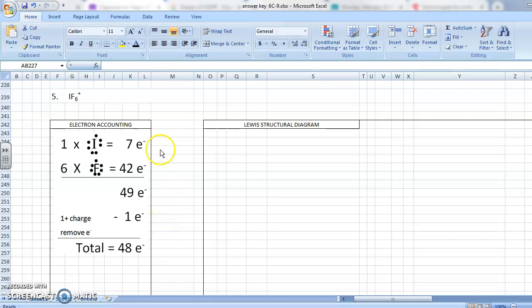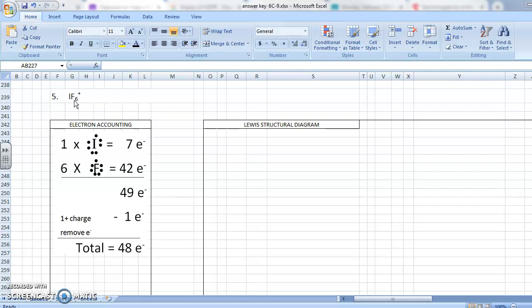Now we head to problem number 5, IF6 plus, a very obscure molecule, but we just wanted to practice one with a charge, and we also wanted to practice one that we have not yet seen the shape for. IF6 plus, cation. We have one iodine, it'll be a central atom. A giveaway is the first element on these kind of formulas is your central atom, even though they're both halogens and they really only want one bond apiece.